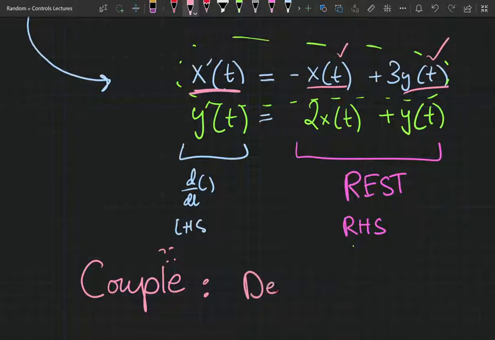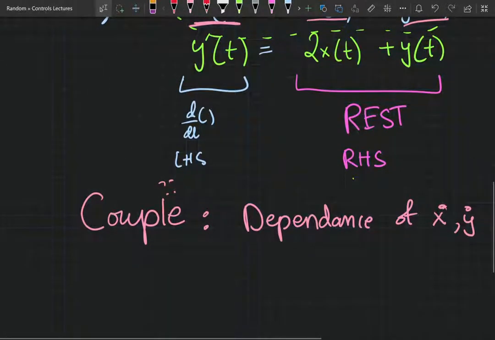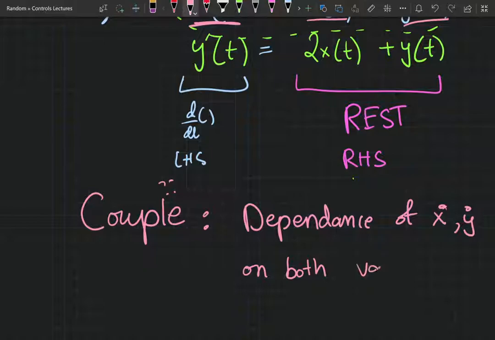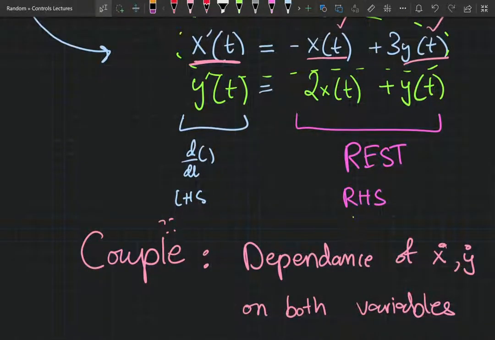Hence, dependence on both variables, dependence of derivatives of the x prime, the x dot or y dot. The dot represents derivative terms. Dependence of x dot and y dot on both variables. That's the definition of a coupled system. So next time you see somebody throwing these big terms in your face, coupled differential equation, this is exactly what this means.